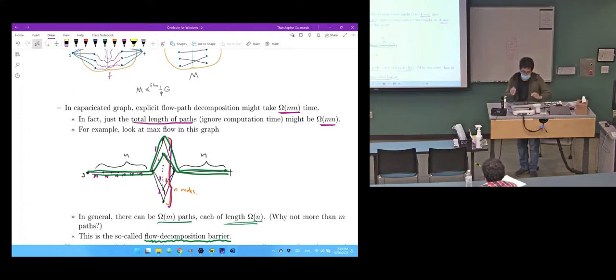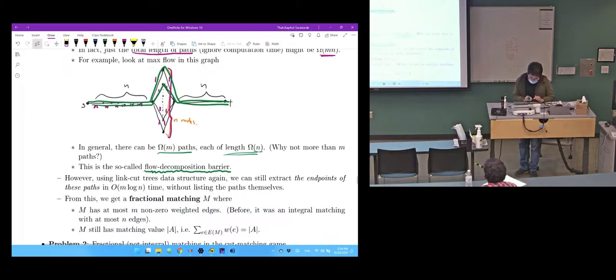I will not have time to tell you why, but using a link-cut tree data structure, there is a data structure that allows you to extract the endpoint of a path in quick time.